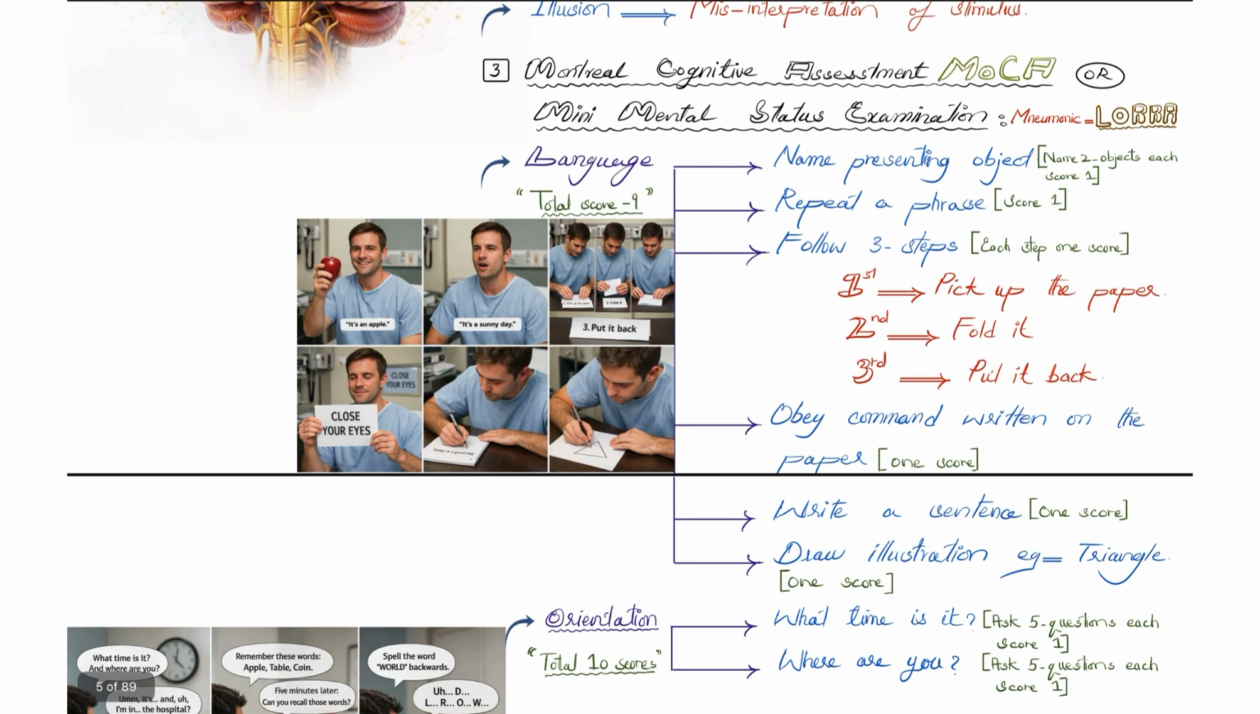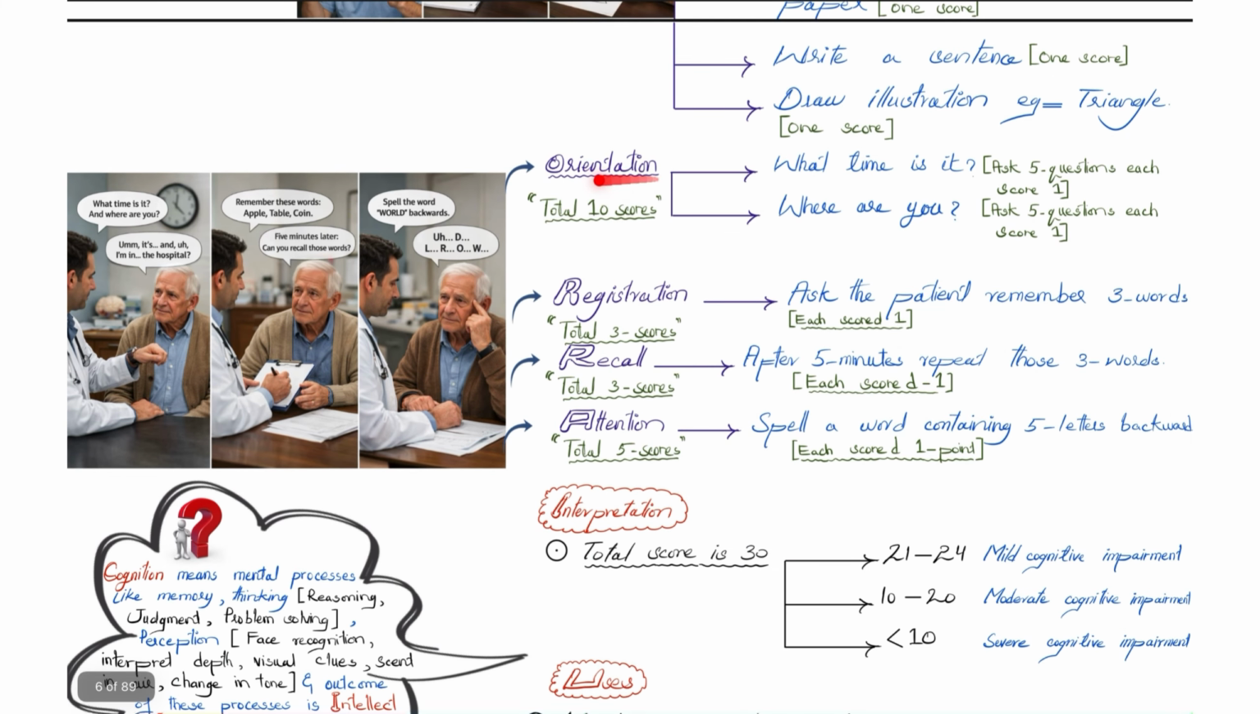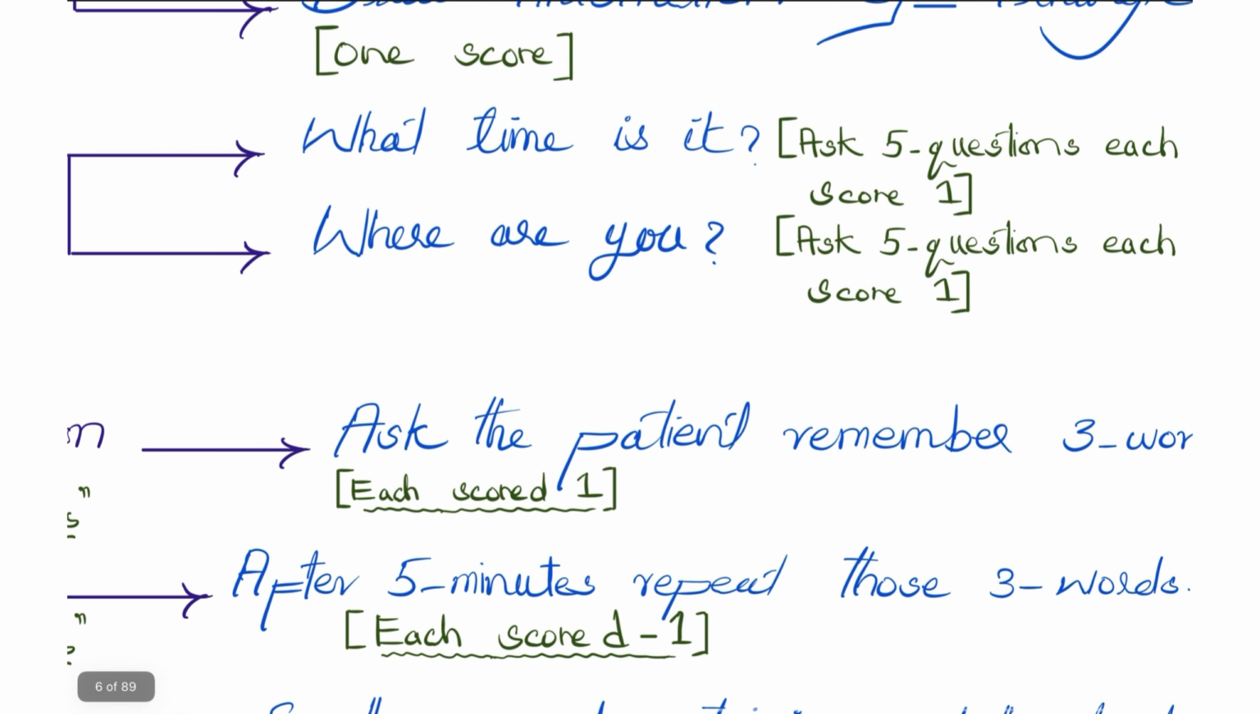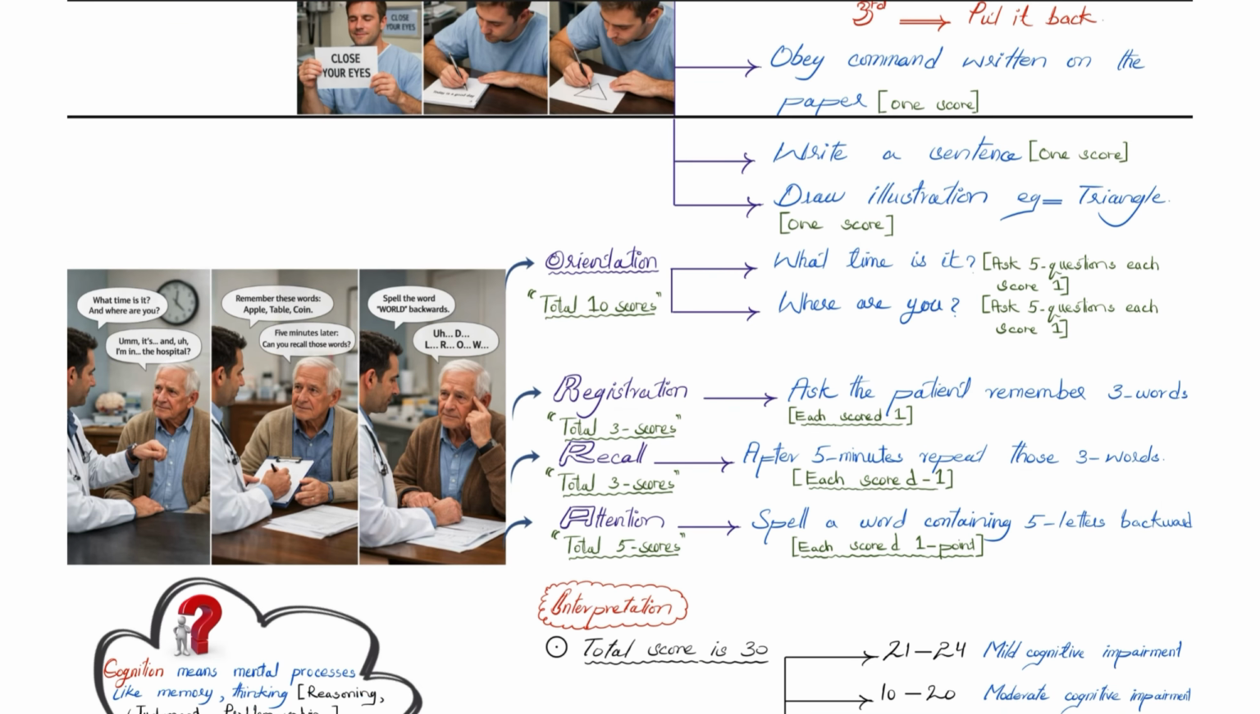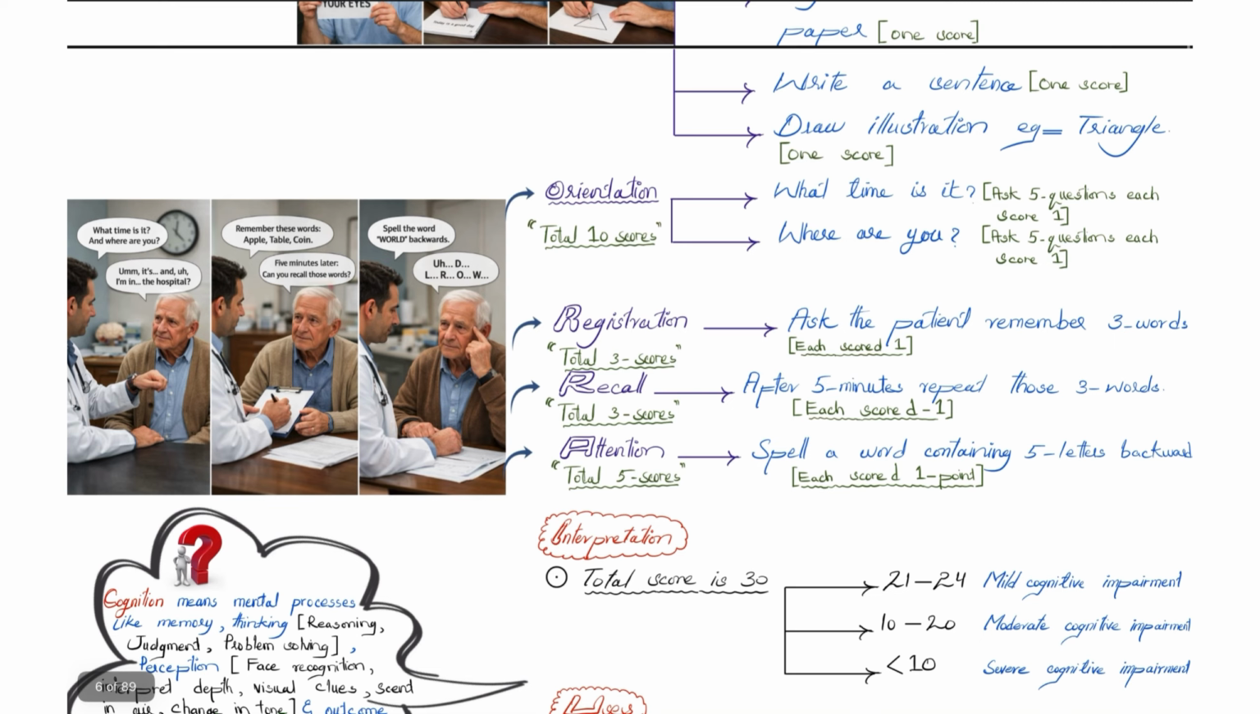The second parameter is orientation, and the total score is 10. Ask 5 questions about time, like what time is it, what day is today, what year is today, when is your birthday, and when was your graduation. And then ask 5 questions about places, like what is the capital city of Australia, where are you right now, where is your hometown, where is your birthplace. So give 1 score to every correct answer out of the questions.